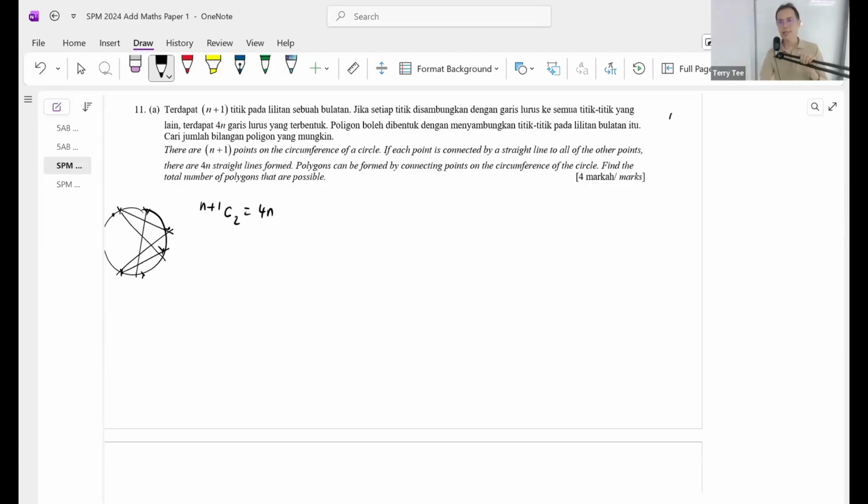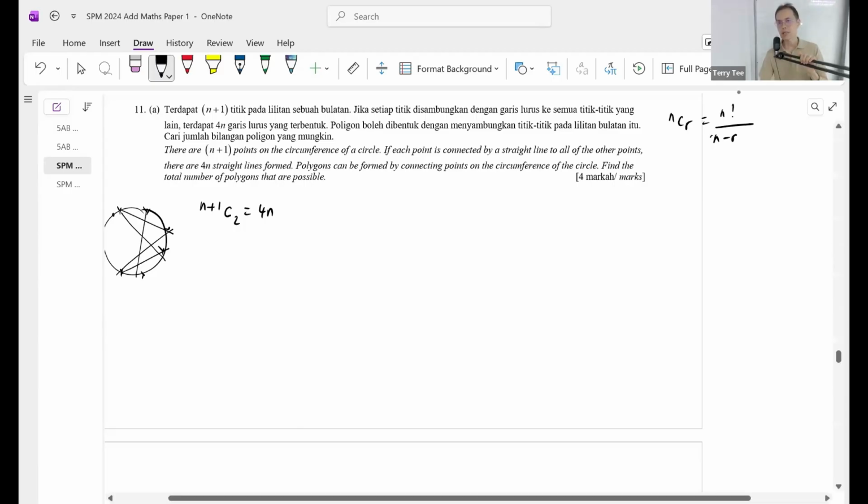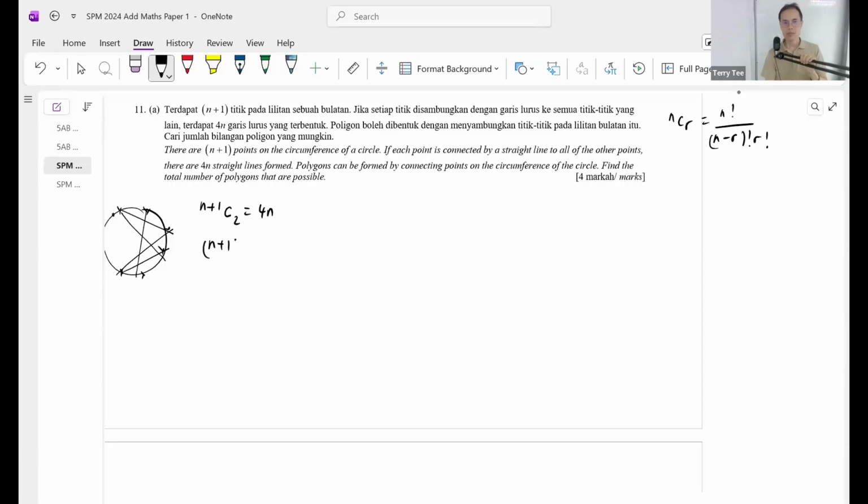The formula for nCr, if it's given in the exam, is n factorial over n minus r factorial, r factorial. So here we're going to write n plus 1 factorial over n plus 1 minus r, where r is 2, factorial, times 2 factorial, equals 4n. So let's simplify the n plus 1 factorial, divided by n minus 1 factorial with the 2 factorial. The 2 factorial is just 2. Maybe the next time I times over. This one is still 4n.